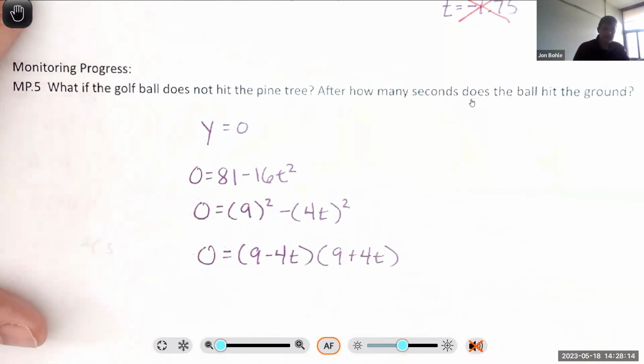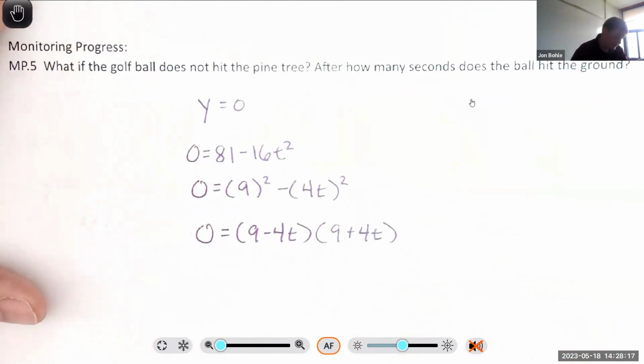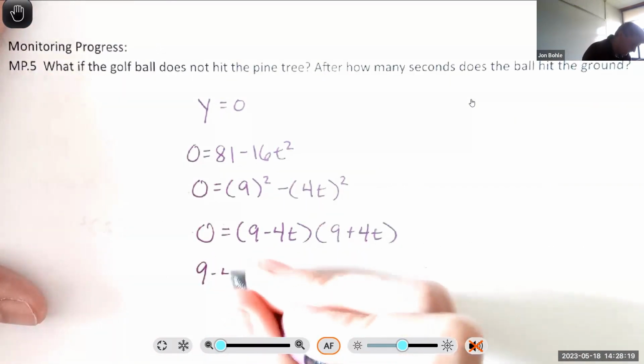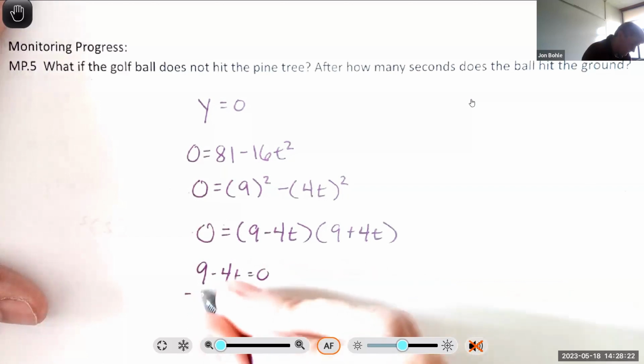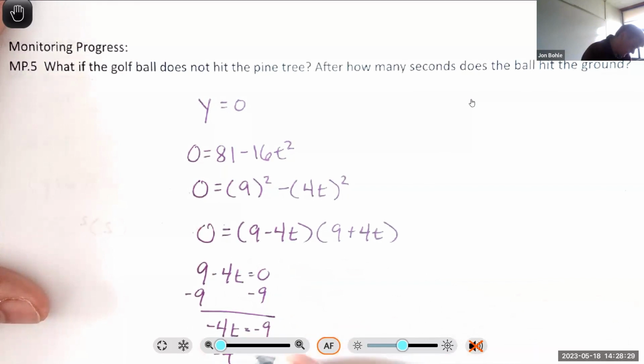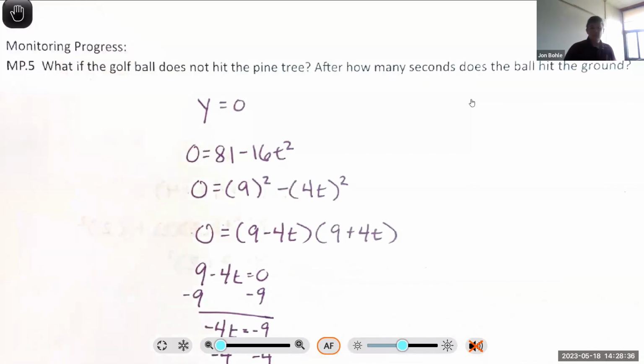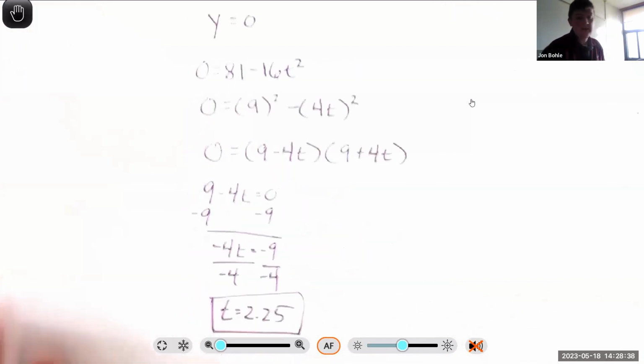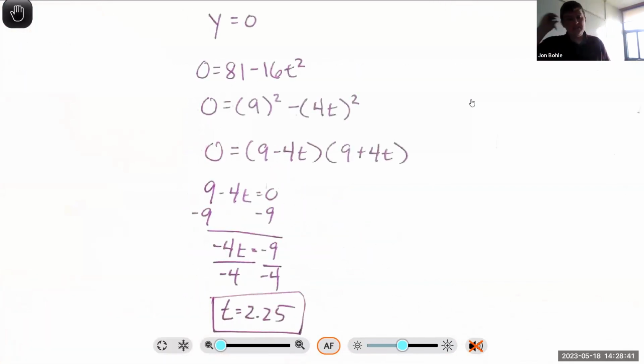And then I take each of these factors and set them equal to 0 and solve using the zero product property. So here I get t is equal to 2.25. We know that this is going to be the answer because the other one is just going to be negative. Okay, and so it's going to take 2.25 seconds for the ball to hit the ground rather than the top of the tree. So it's going to be another half a second before the ball actually hits the ground.